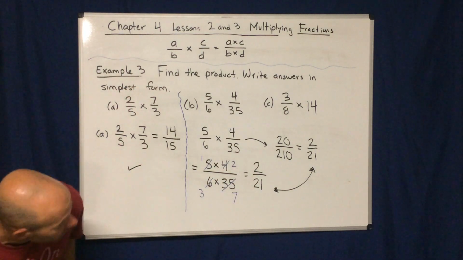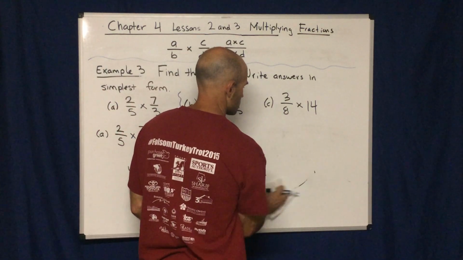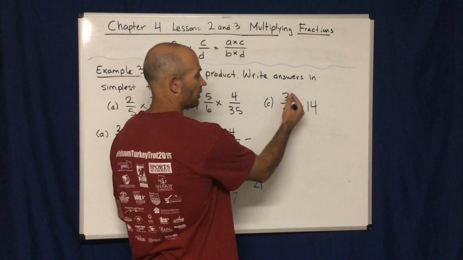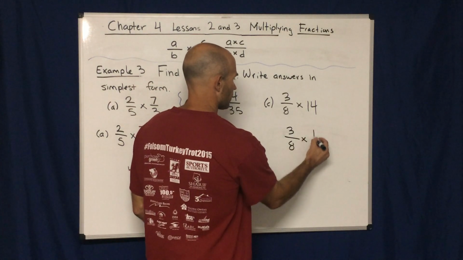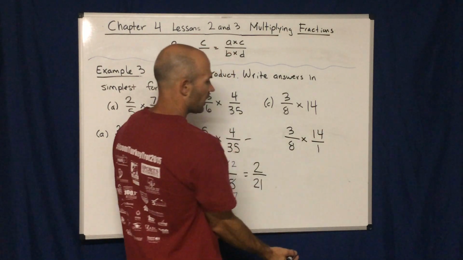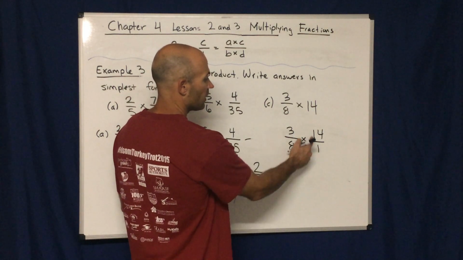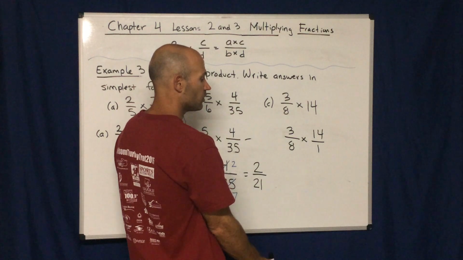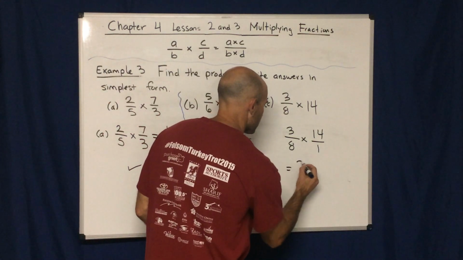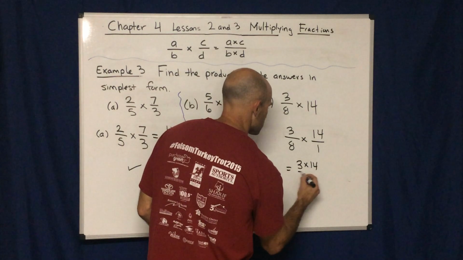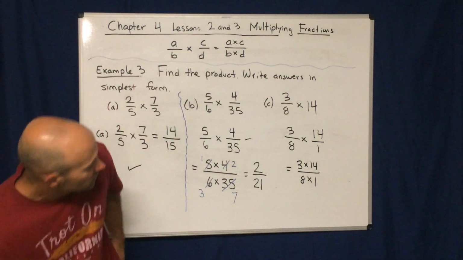Okay, so let's take a look at the last one, letter C. So I'm multiplying a fraction times a whole number. So go ahead and convert that whole number to a fraction, 14 over 1. I just quickly check, do I have common factors between 3 and 1 or 3 and 8? The answer is no. But 14 and 8 have a common factor of 2. So I'm going to go with this method, where I just write the product down, and then do a little bit of cancellation.